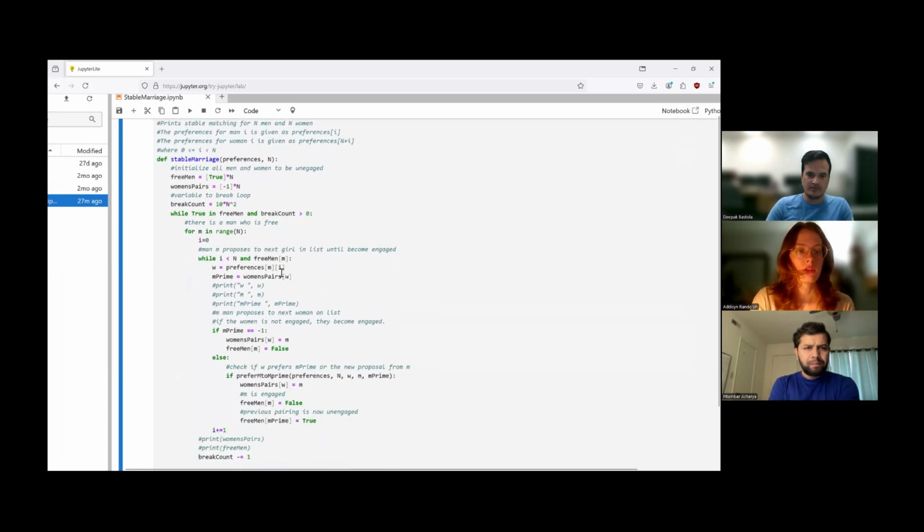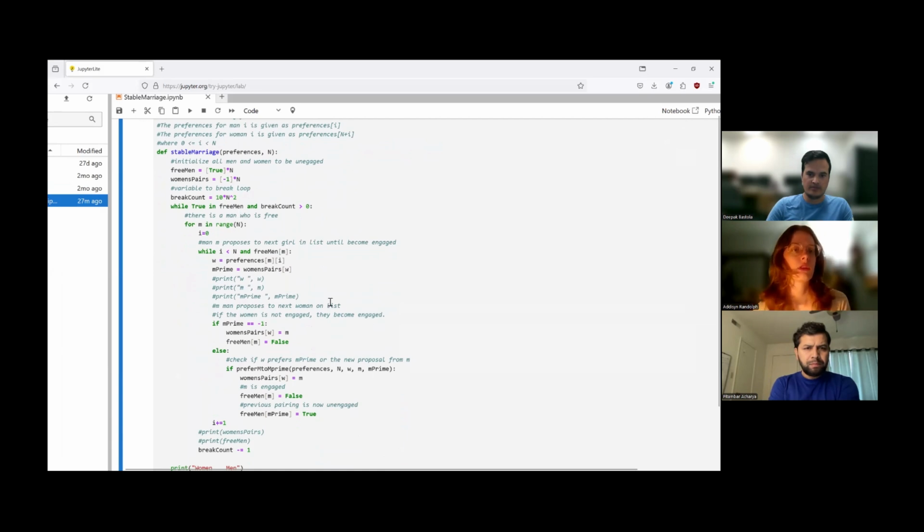So let me start with just the main stable marriage code here. We start off with creating a list of the men. They're going to initialize to be true, which means they're unengaged, they're free. And then we'll have our women's pairs. So this will be a list of the man that the woman is paired with. The woman is the index, and what is in that index will be who she's paired with. So if you put a 2 at index 0, it'll mean woman 0 is paired with man number 2.